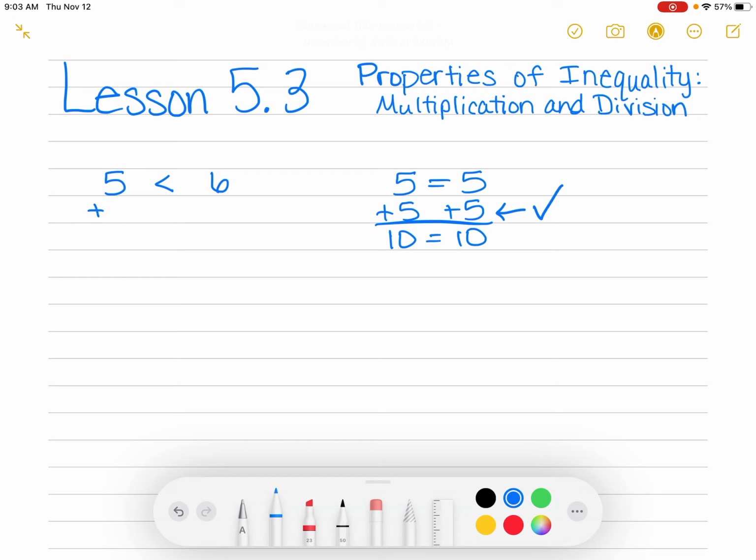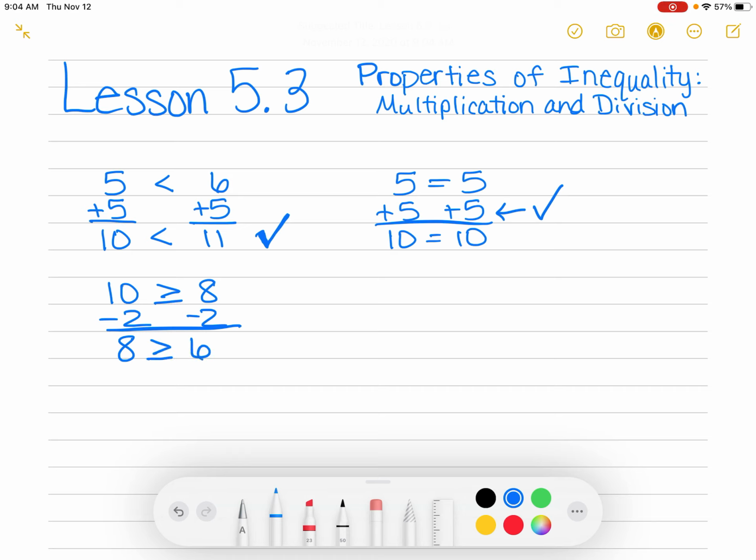Now over here, if I add 5 to both sides, let's see if it stays correct. Now I have 10 is less than 11. Is that true? Yes, it is. So that's correct also. So when we were doing adding and subtracting yesterday, let's try a subtraction one. Let's say 10 is greater than 8. Now let's subtract 2 from both sides. I'm going to get 8 is greater than 6. That's true, right? So this tells me that I can add like I did here, and I can subtract like I did here, and it will be true.